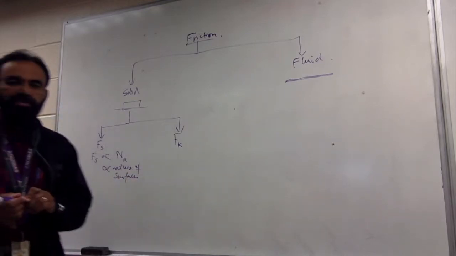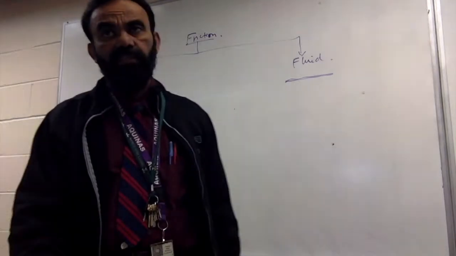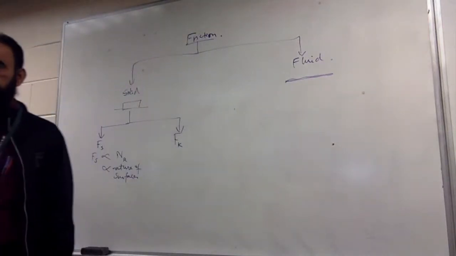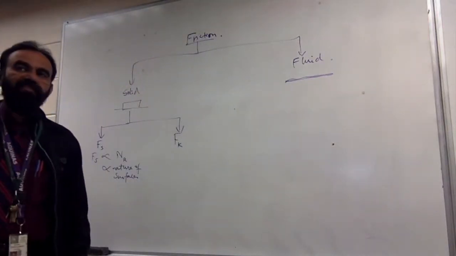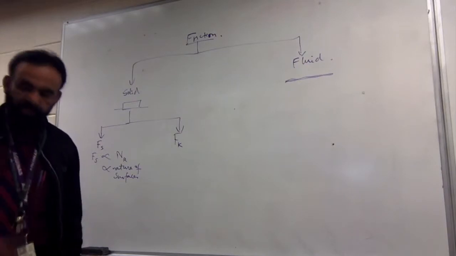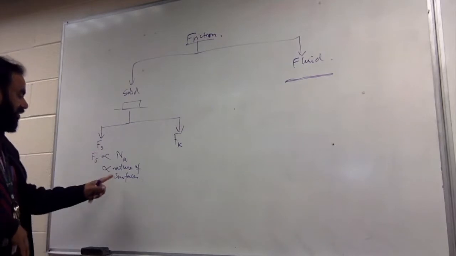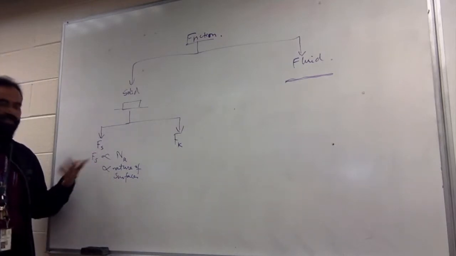Nature of surfaces. What is the surface like? Is it glass with glass, glass with rubber, rubber with rubber, concrete with rubber? What kind of surface are we talking about? The book with a table, or book with book? So that is the nature of surfaces. Depending on the nature of surface, it's going to be different.